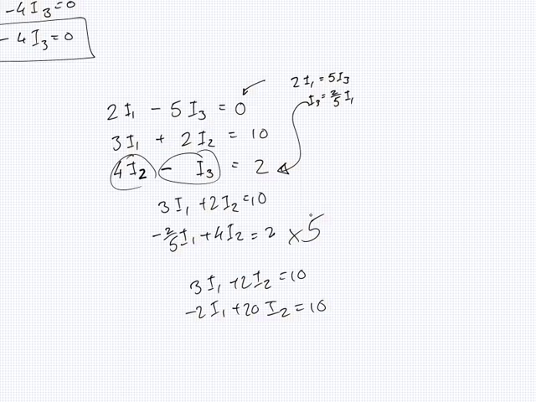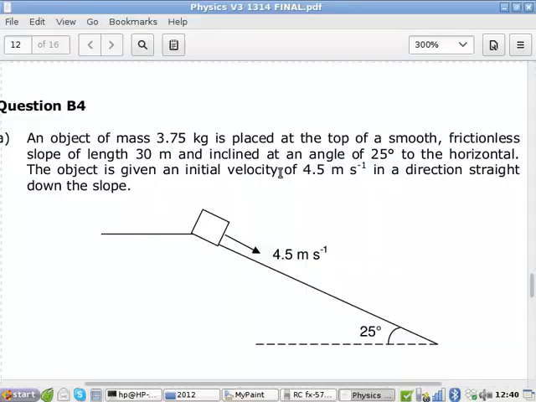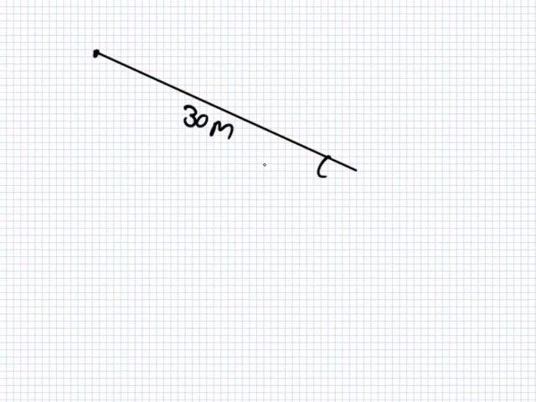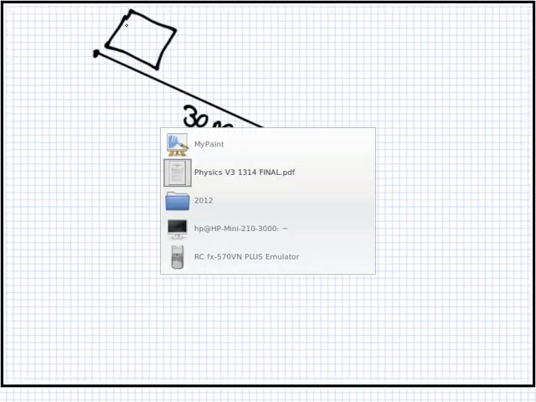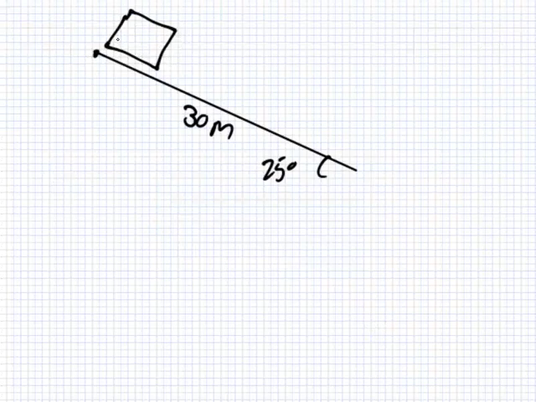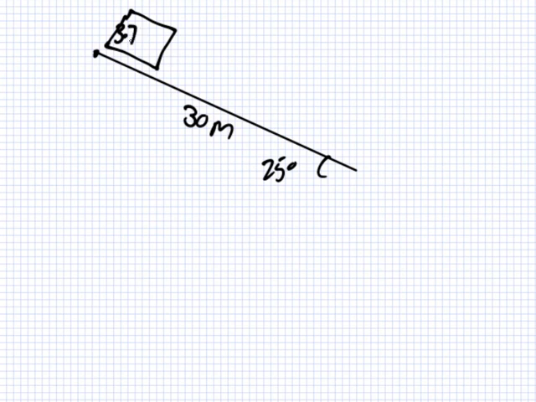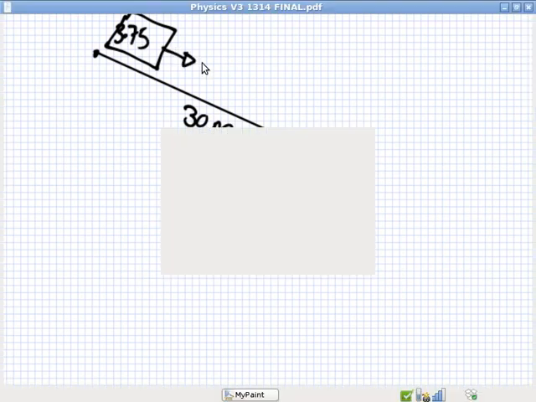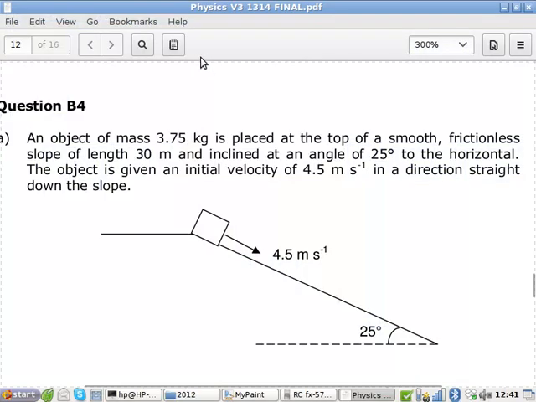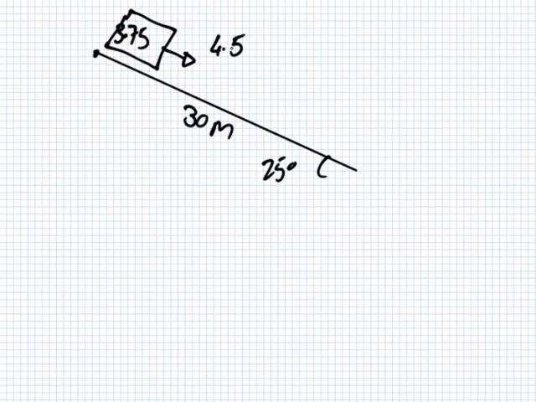So let's just draw that to begin with. So here's the hill. This is 30 meters. This angle here is 25. This mass is 3.75. And the speed here is 4.5.